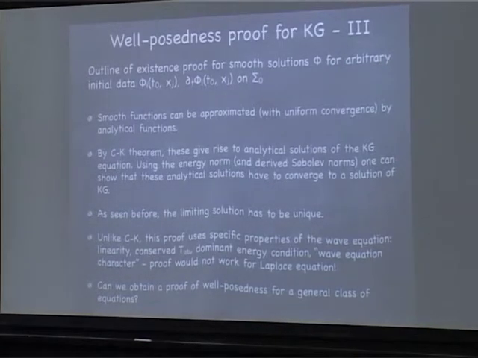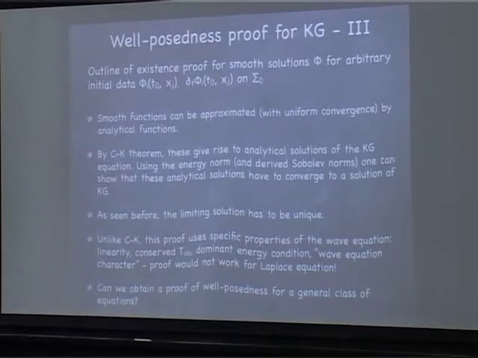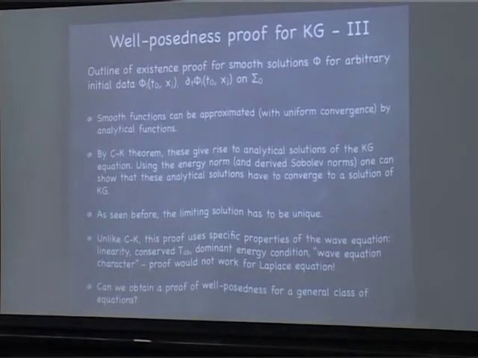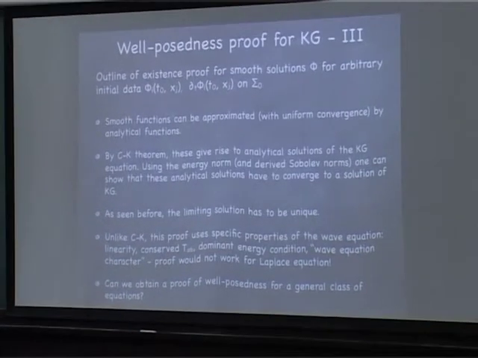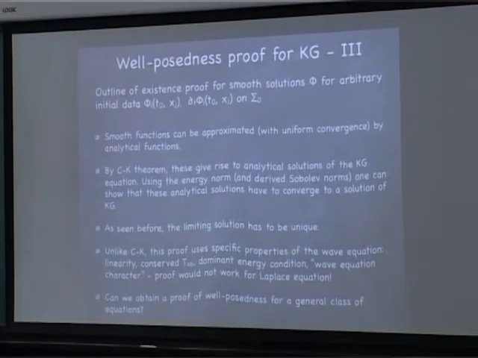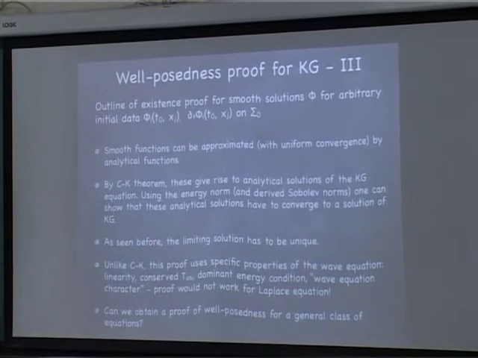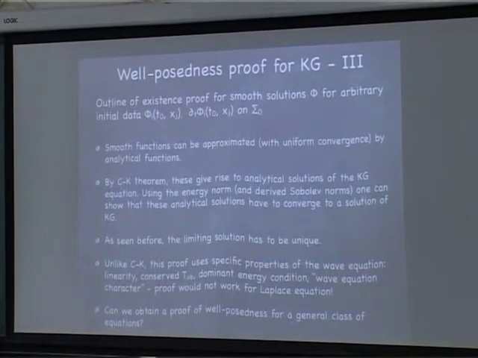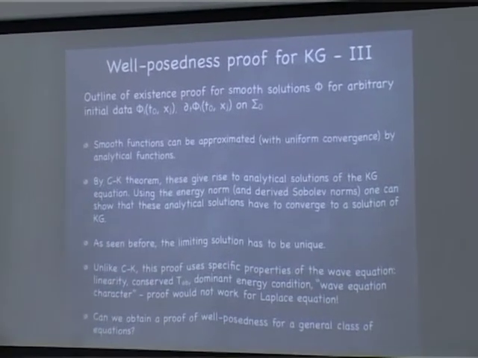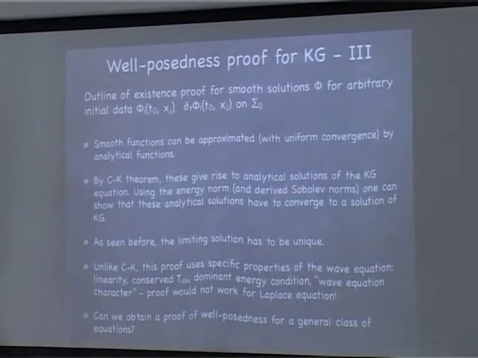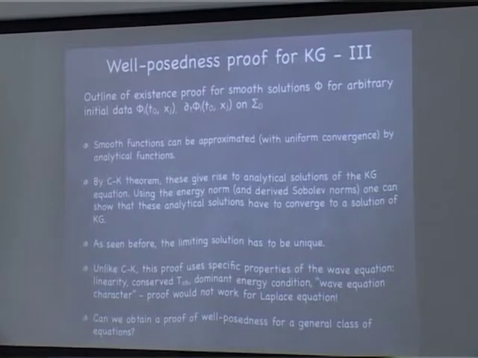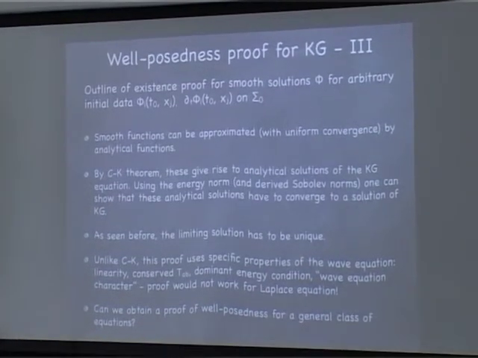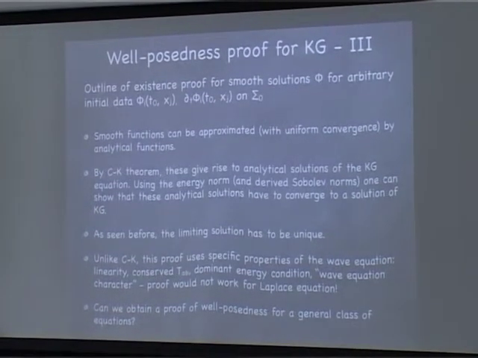All right. And so then we could proceed to the actual existence proof. We have seen that if there are solutions, they are unique, and they do depend continuously on the initial data. We don't know whether any solutions exist. Okay. So what do we do to show that any solutions exist? Well, actually, we go back to this Cauchy-Kovalevskaya theorem. We say that for any analytic initial data, solutions exist.